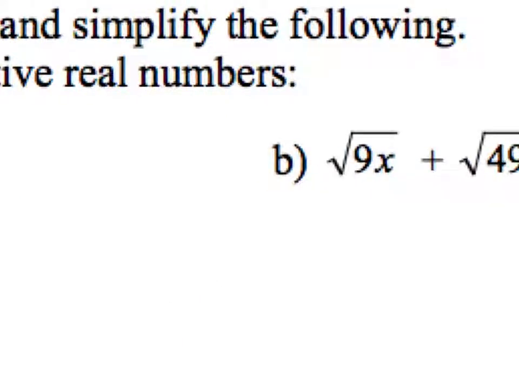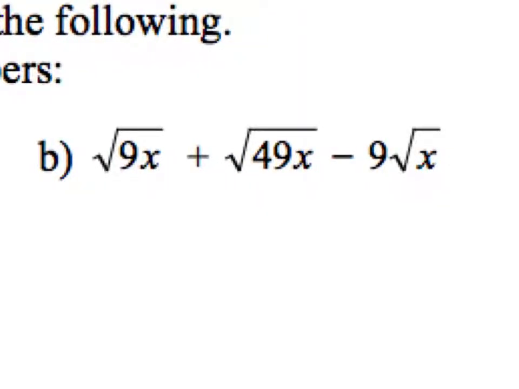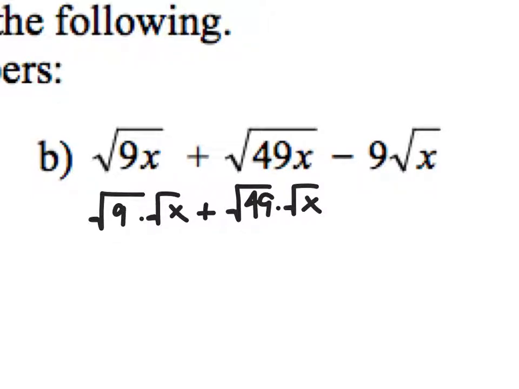Now let's look at part B. Part B is a little bit trickier because we don't have like radicals. However, we can simplify this. Let's simplify it to determine if we can get like radicals. So let me split this up: the square root of 9 times the square root of x, plus the square root of 49 times the square root of x, and then minus 9 times the square root of x. The square root of 9 is just going to give me 3.